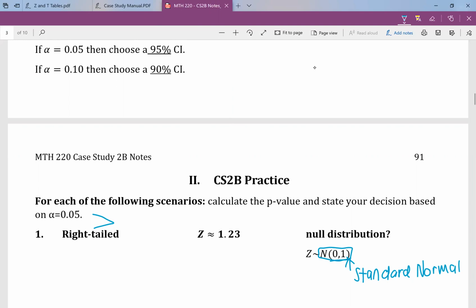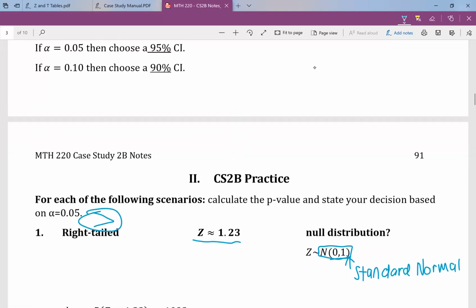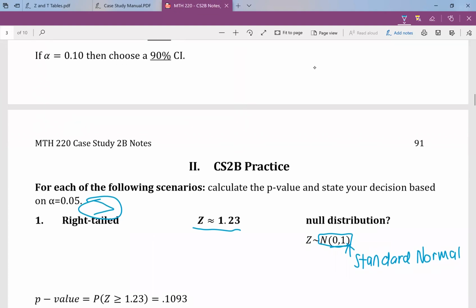It's right-tailed, and Z is 1.23. The p-value is the probability of observing the value of the statistic from the sample, or more extreme, if H0 is true. So how will we write that p-value? The probability that Z is greater than or equal to 1.23. Now let's draw a picture of what this looks like. Just ignore the answer there for a sec.